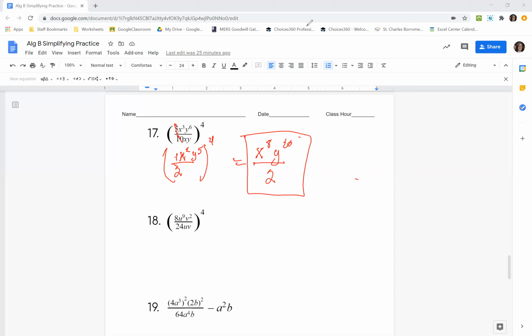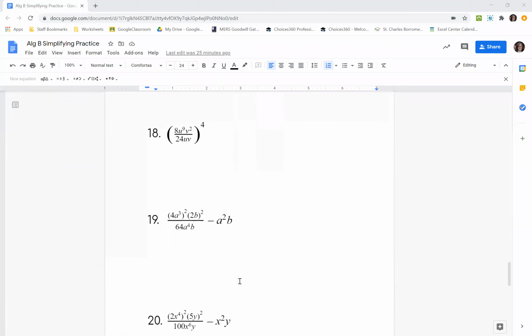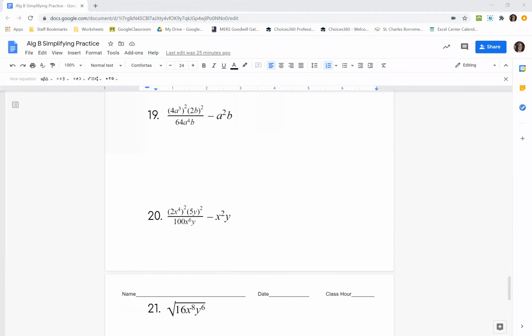Okay, number 18, very similar. All right, 19, we have a whole lot going on here, okay? We've got this rational expression, this fraction on the left-hand side, or division problem, and then subtracting a term. So I do know I want to take care of that division first, okay? But before I can do that division, I must simplify.